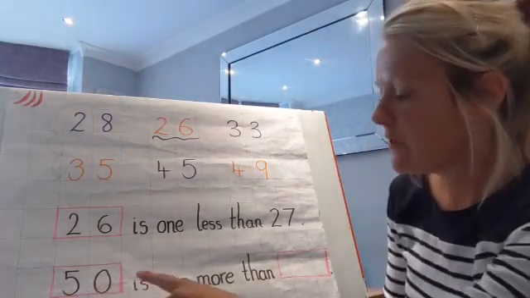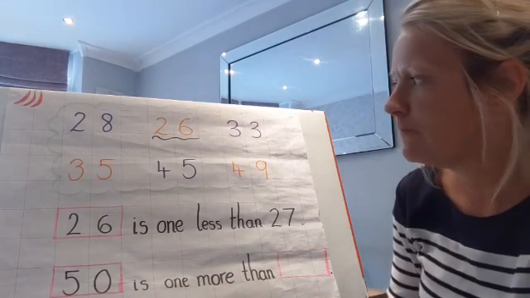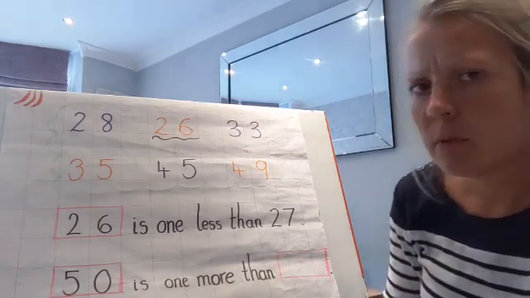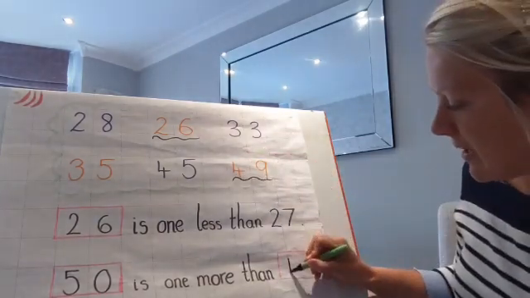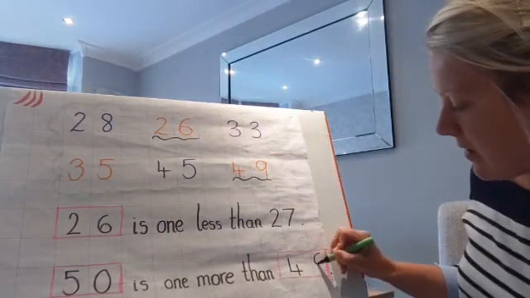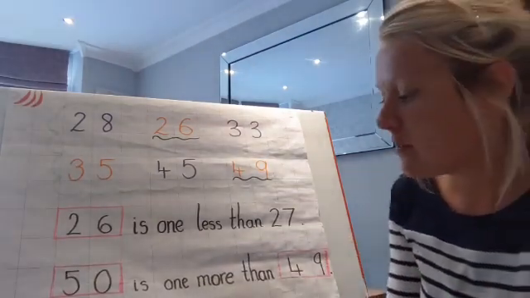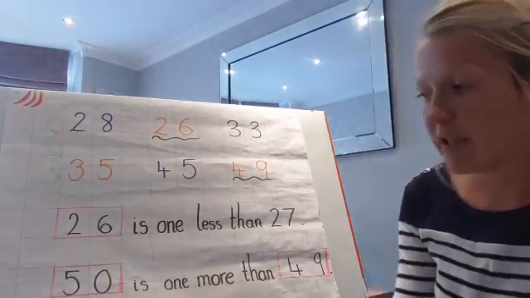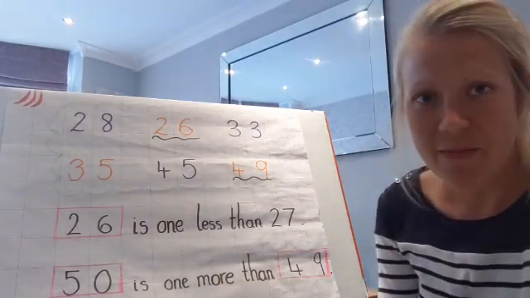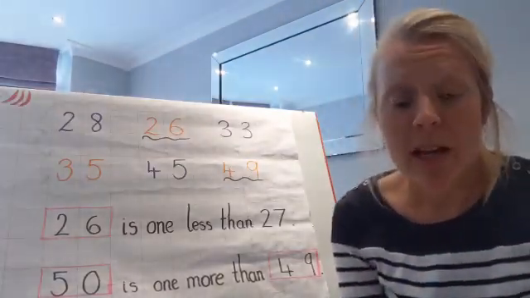Then I've got 50 is 1 more than. It's 1 more than. Did you get 49? Well done if you got 49. It's quite tricky that. 50 is 1 more than 49. Well done everybody if you managed to get that. Well done everybody, you've worked really hard today.